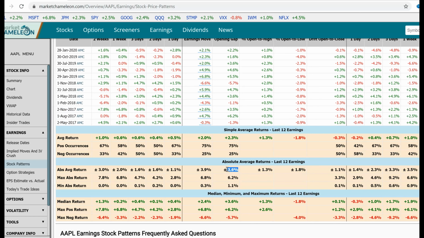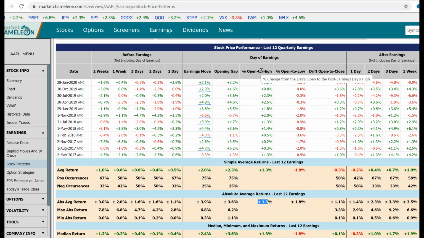We could also look at the opening gaps. How much did the stock move right at the open immediately following the earnings release? So that's the average move for the opening gap, the high and the low move. We also could see what is the move from the opening to the high of the day, and from the opening to the low of the day, and also the drift from the opening to the close. So this will give us a range of different moves from close to close and even intraday to use in our analysis when we want to create a historical benchmark for earnings moves.